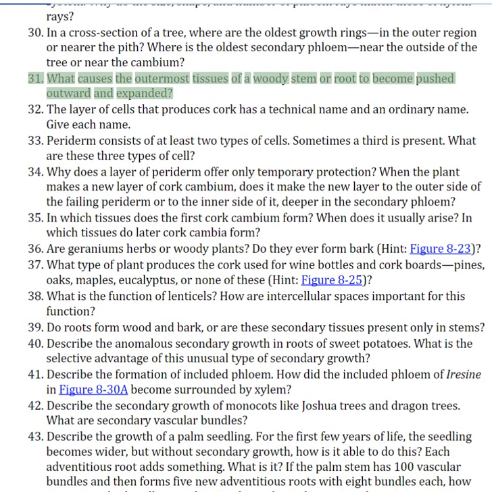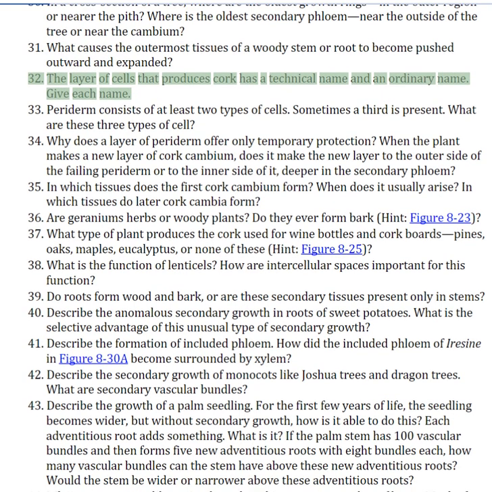31. What causes the outermost tissues of a woody stem or root to become pushed outward and expanded? 32. The layer of cells that produces cork has a technical name and an ordinary name. Give each name.